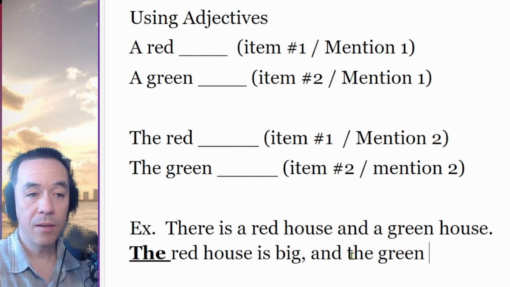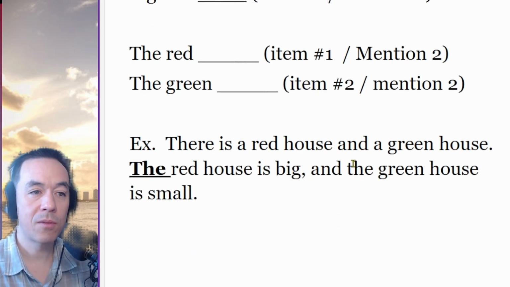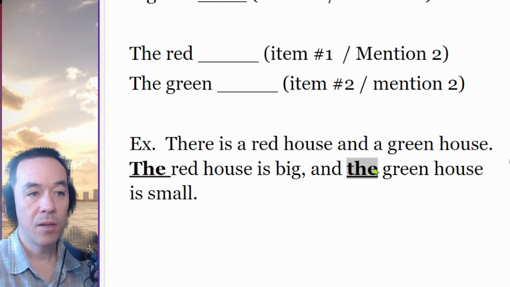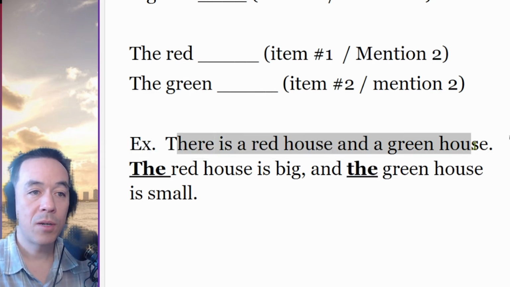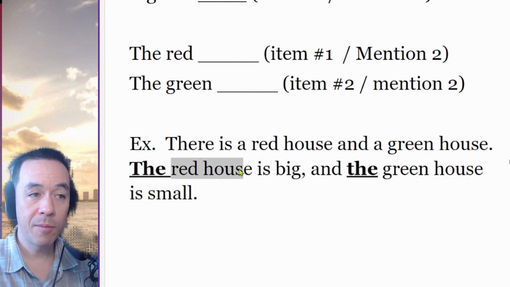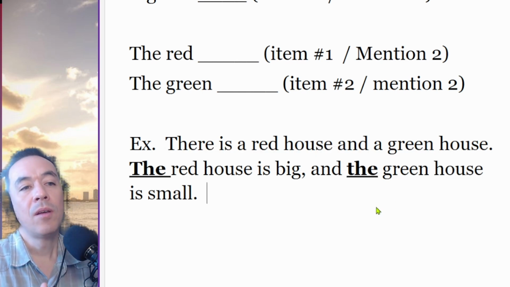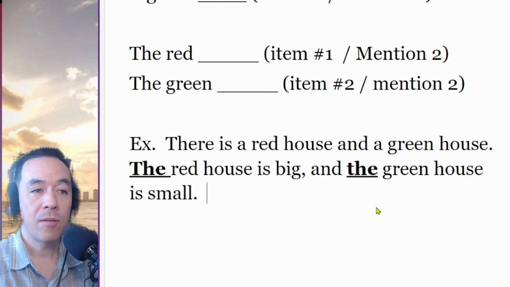The green house is small. What did you say? Small. Yeah, keep it very simple. So okay, that's what we do. Mention number one, mention number two, between item one and item two. Now, you could also say, look at this one.